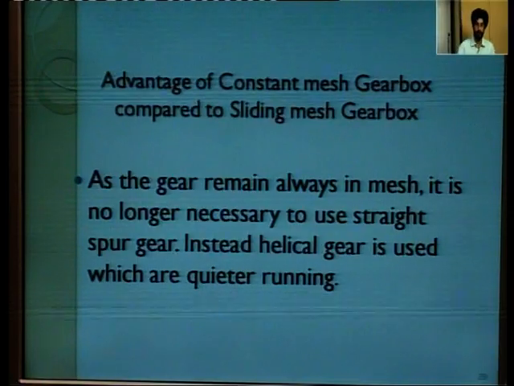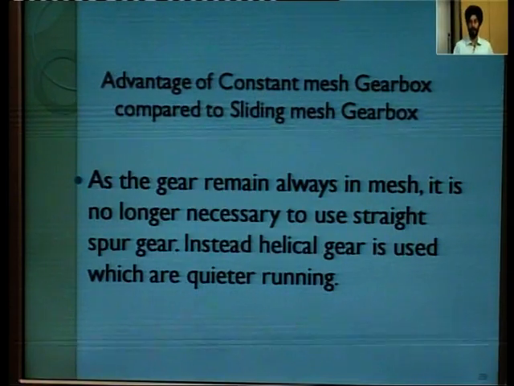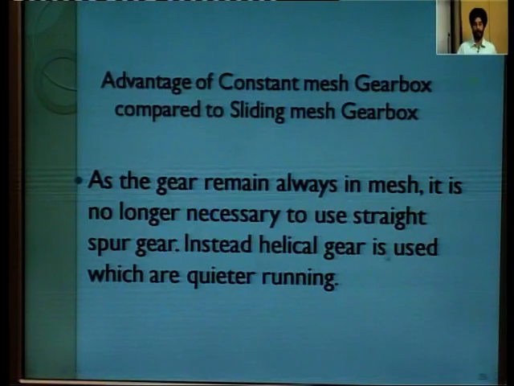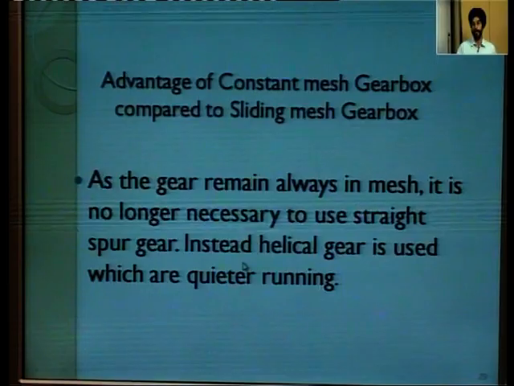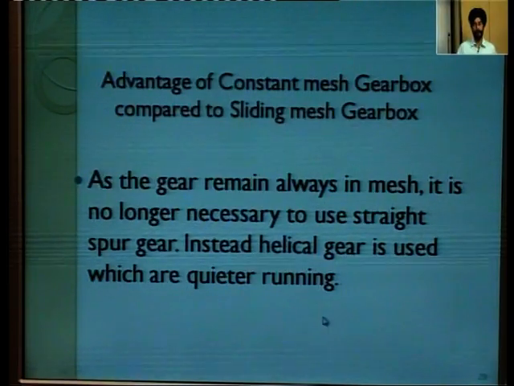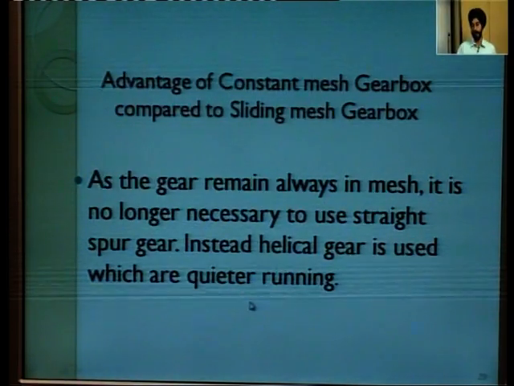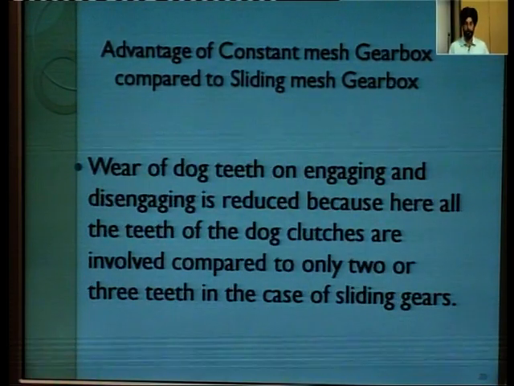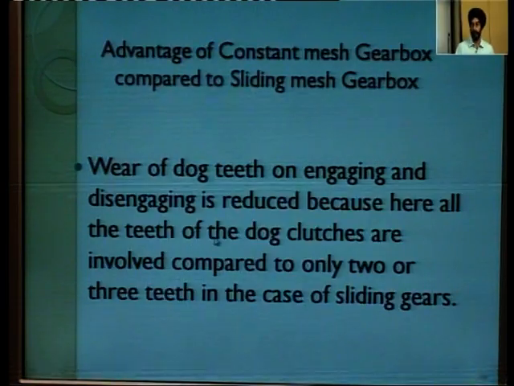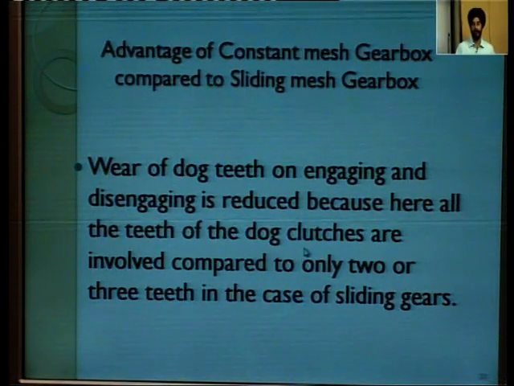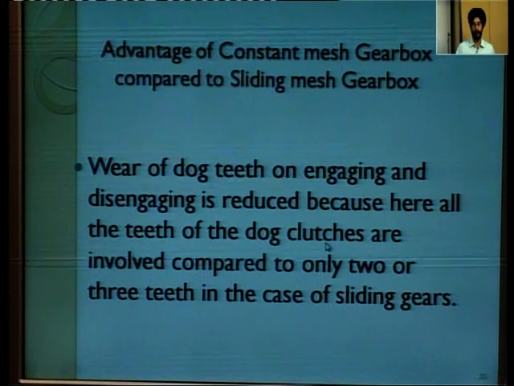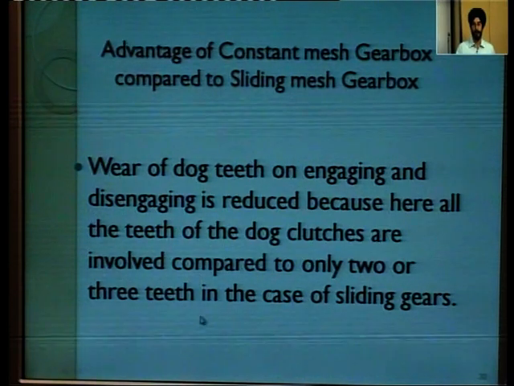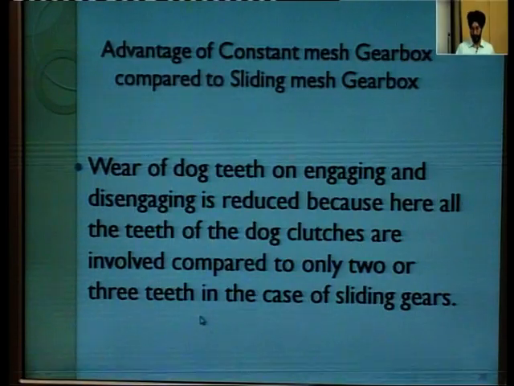Although it will have some advantages, as the gears remain always in mesh, it is no longer necessary to use straight spur gears. Instead, we can use helical gears, which have quieter running. Also, the wear of dog teeth on engaging and disengaging is reduced, because here all the teeth of the dog clutches are involved, compared to only 2 or 3 teeth in the case of sliding gears.